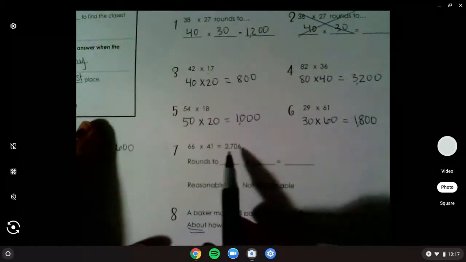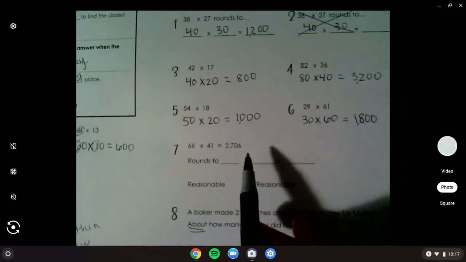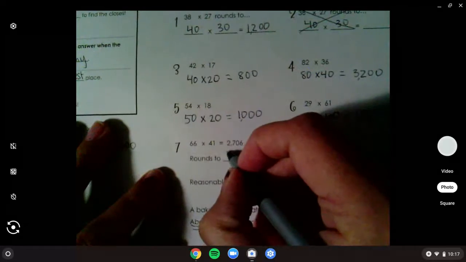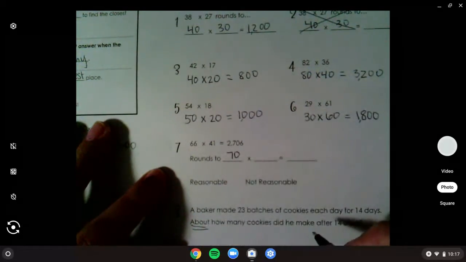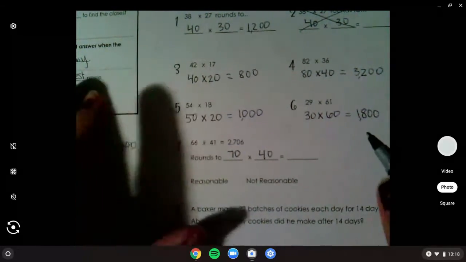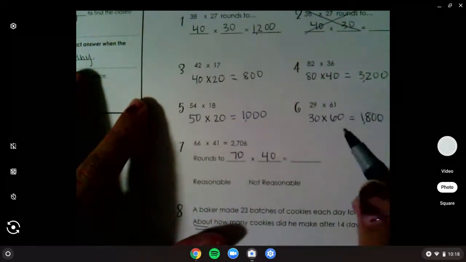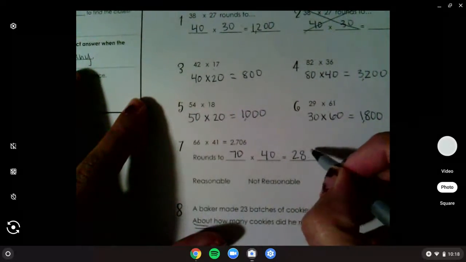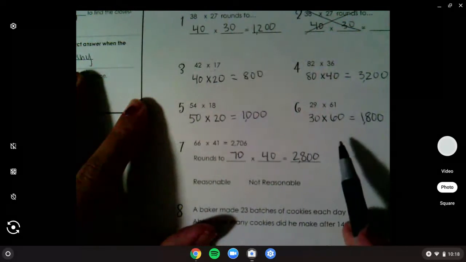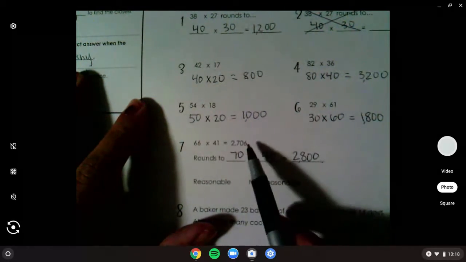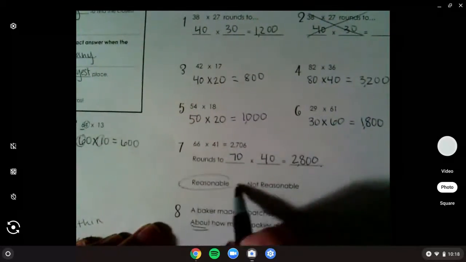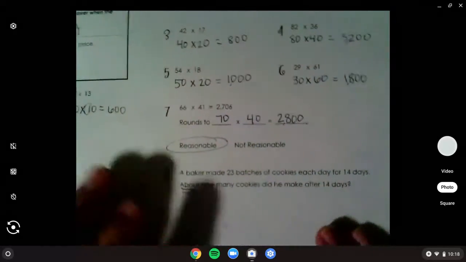Number 7. So they thought the answer should be close to 2,706. Well, to round this correctly, 66 should round to 70 times 40. And you're going to use what mini math fact? 7 times 4 to get 28 and add in 2 zeros for 2,800. Well, 2,800 is really close to 2,706. So you should have said that this one is reasonable.